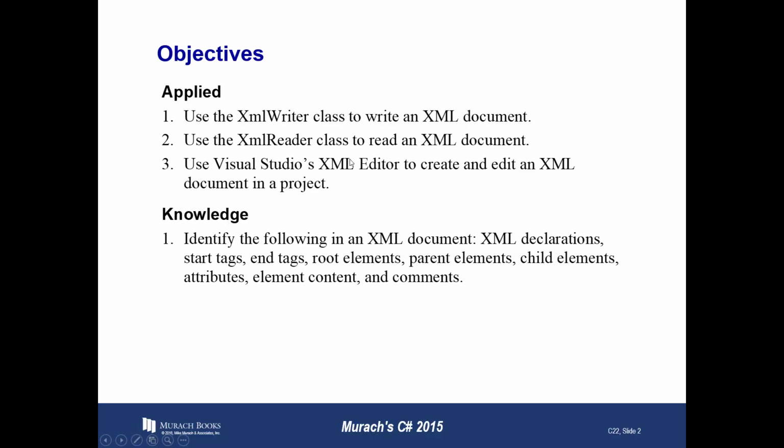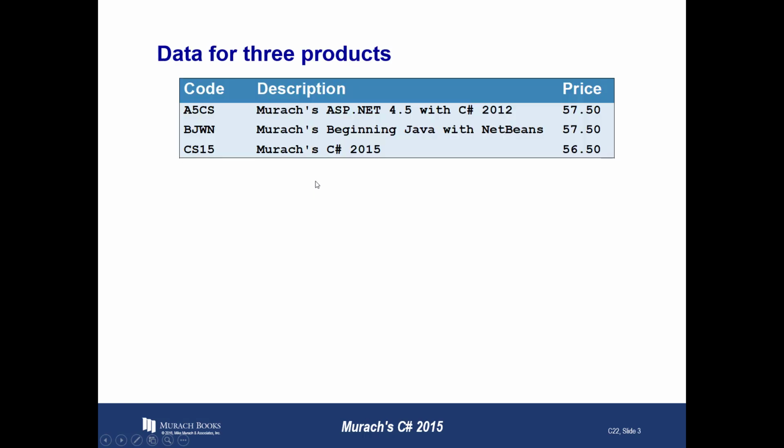Alright, so what do we've got? We've got 3 applied objectives and 1 knowledge objective. Our applied objectives: use the XML writer class to write an XML document, use an XML reader class to read an XML document, use Visual Studio's XML editor to create and edit XML documents within a project. And our knowledge objective is to identify the following in an XML document: the XML declarations, start tags, end tags, root elements, parent elements, child elements, attributes, element content, and comments.